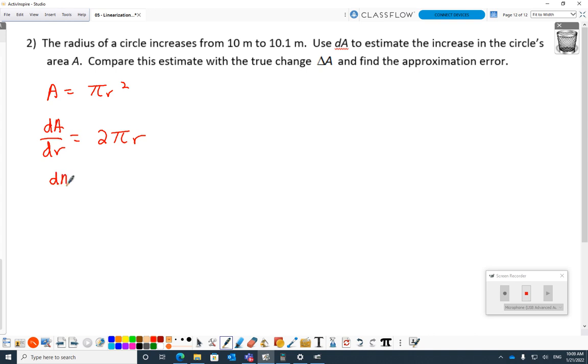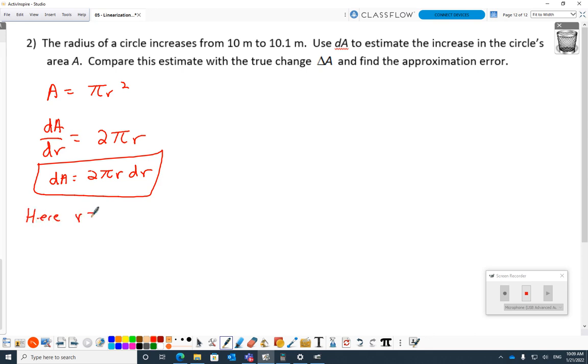They want a dA. So I'm going to write it like this this time. dA is 2 pi r dr. There's my equation for dA. That tells me how much the tangent is going to change based on r and dr. So 2 tough questions here. No, 1 easy question, 1 tough question here.